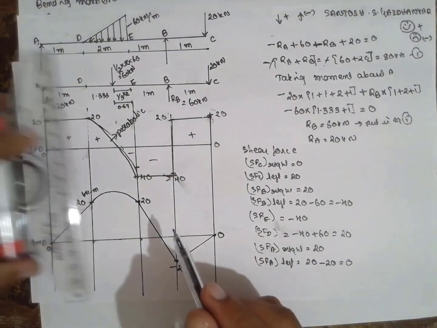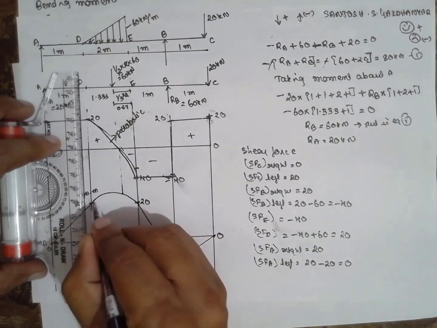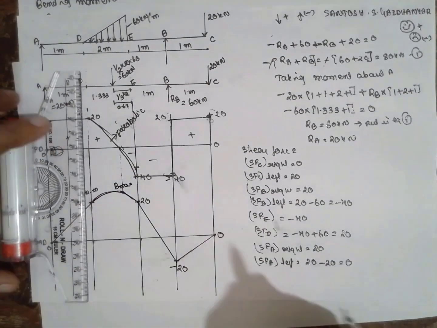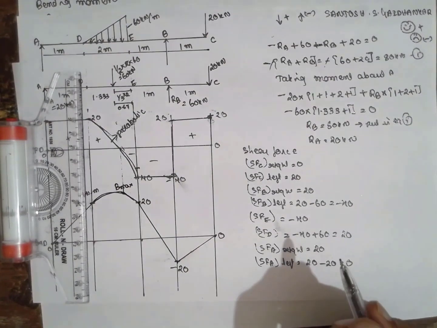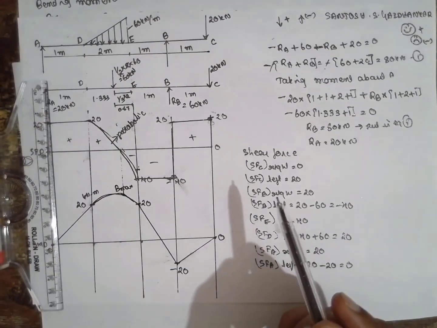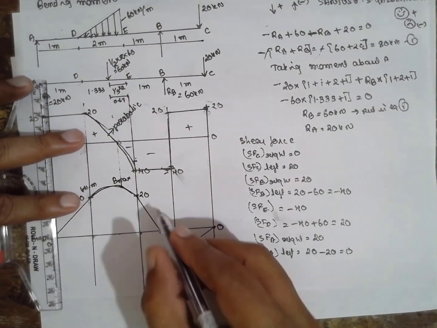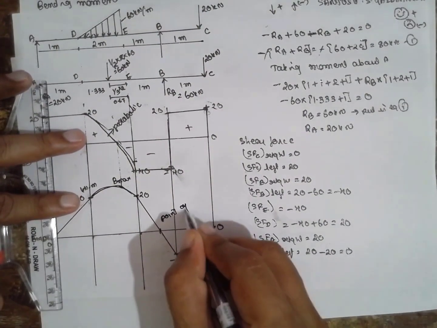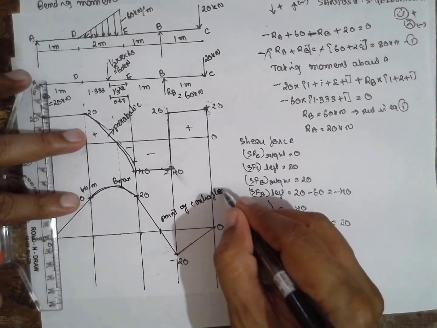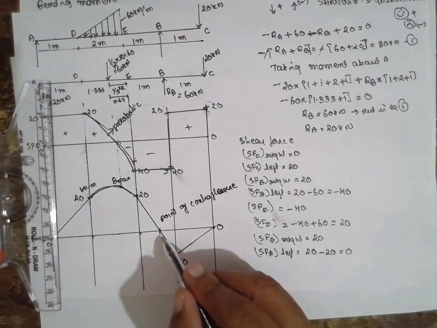Now you have to find out the maximum. If you draw a curve, this should be the maximum because it's sigma max. You have to find out the maximum bending moment. It occurs when the shear force crosses from positive to negative. And here you have to find out the point of contraflexure.